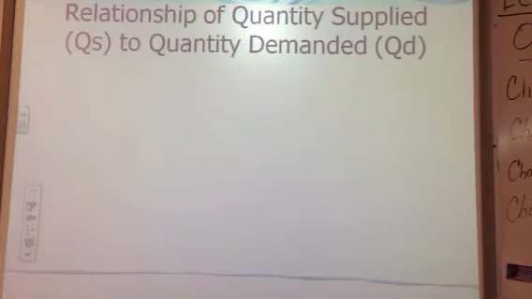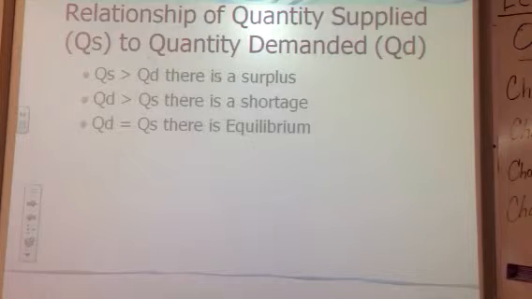All right, so these are the formulas for the relationship of quantity supplied to quantity demanded, or vice versa. If quantity supplied is greater than quantity demanded, if you have more supply than demand, then you have a surplus, like when you charged $6 a bushel. You had 40,000, but they only wanted 20,000, so you have a surplus. If your demand is greater than your supply, people want more than you actually have, then there's a shortage. And if it's equal, then you are in equilibrium.